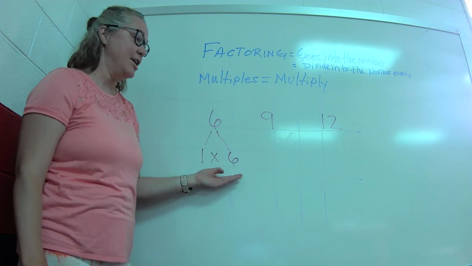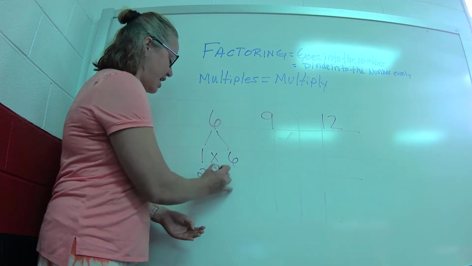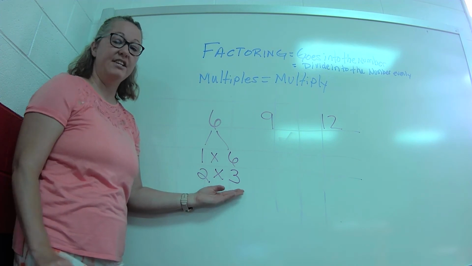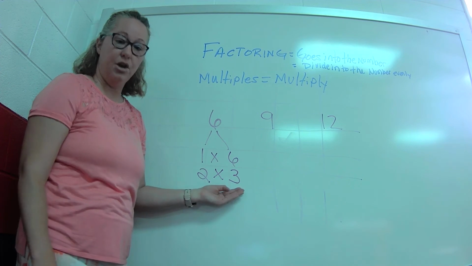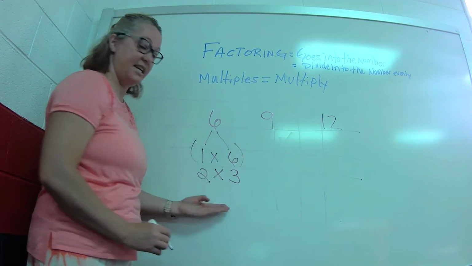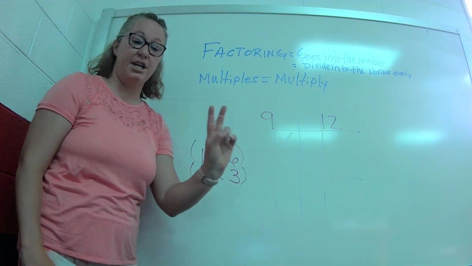All right, then 6 is an even number, so we know 2 times 3, that is another factor pair. Does any other two numbers multiplied together equal 6? Well, no, so this one is done. Our factor pairs are 1 times 6, 2 times 3. Again, remember a pair is 2.